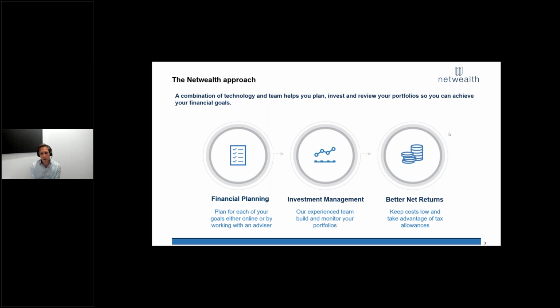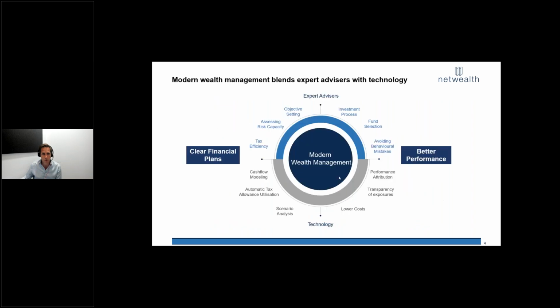What we then do at Netwealth is try and think of the best ways we can to give you better net returns. We want to do things like keep costs low, take advantage of tax wrappers and allowances where possible, so that we can give you the best possible outcomes, which means it's most likely that you'll achieve your goals going forwards, irrespective of what happens in markets as well. So that's our approach: focus on financial planning, offer expert investment management as well to help you implement your goals, and wherever we can, do the sensible things to make sure we get better net returns for clients, and it makes it more likely that you will achieve your goals going forwards.